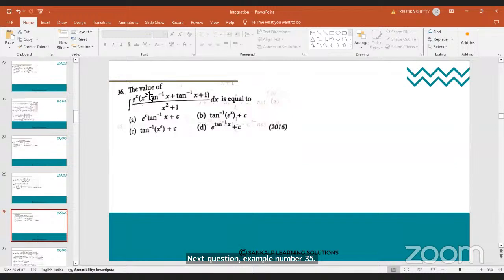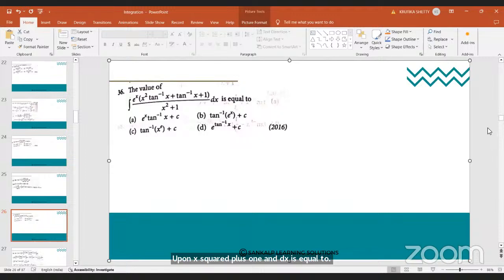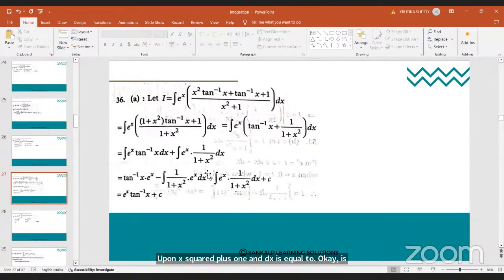So the question here is the integration of e raised to x, x square tan inverse x plus tan inverse x plus 1 upon x square plus 1 dx is equal to. So we will discuss this final question for today's class. So see, e raised to x, we are simplifying and writing it as x square tan inverse x plus tan inverse x plus 1 divided by x square plus 1. So see, tan inverse x is common, so it will be 1 plus x square tan inverse x plus 1 upon 1 plus x square. Next, on simplifying, see, 1 plus x square will cancel and we get 1 upon 1 plus x square dx.